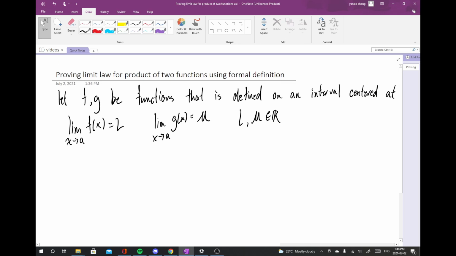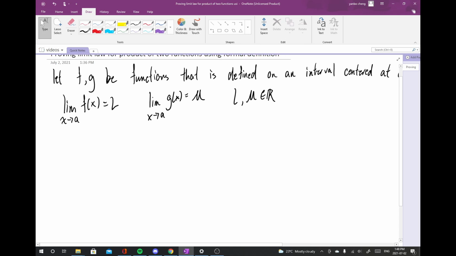Now, what it means for the limit law of two products is that we want to show that the limit as x approaches a of f of x times g of x is equal to L times m.